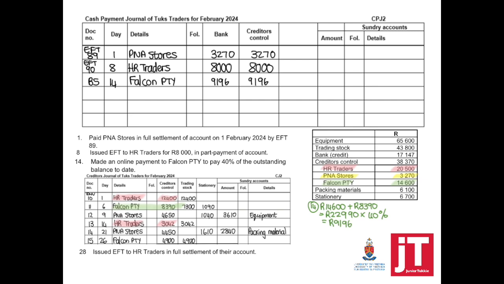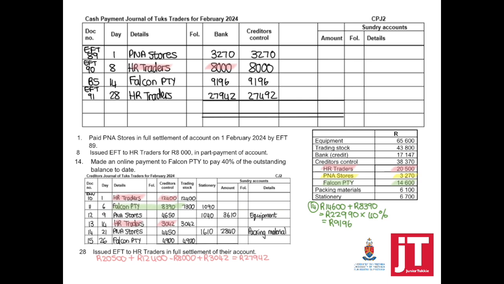So if we look at the opening balance, 20,500 plus 12,400 minus we've made a payment on the 8th, 8,000 plus the 3,042 means in total the balance outstanding is 27,942, and that is the amount which we've settled in full.